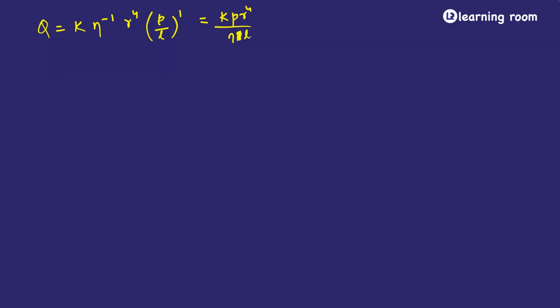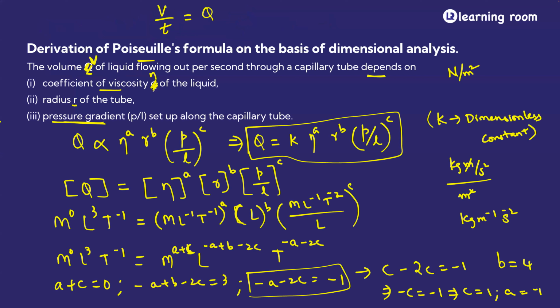Right. So experimentally, what happens is this value of K is found to be pi by 8. Okay. So Q value will be equal to pi P into R power 4 divided by 8 times eta L. So this is what is called as the Poiseuille's formula, which I told you I'll explain it after derivation. Now I hope you understood. So how did we derive it? Using the dimensional analysis. Clear with this? So first copy the derivation. So write the heading as derivation of Poiseuille's formula on the basis of dimensional analysis. Make it fast.